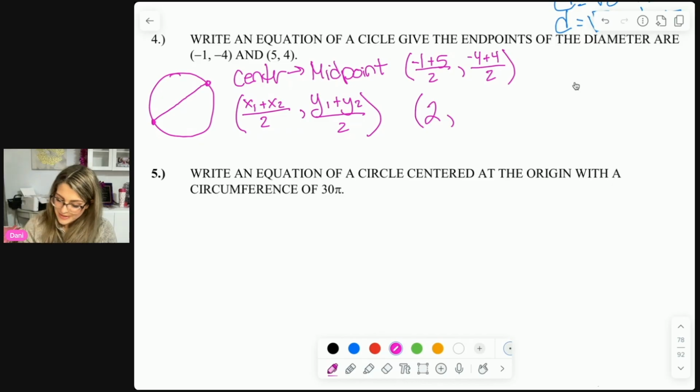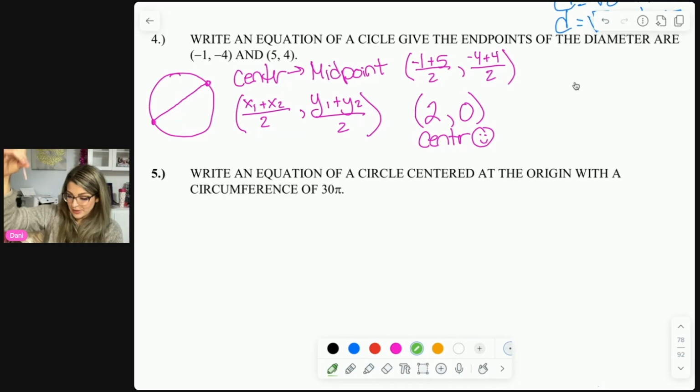-4 plus 4 is 0, and 0 divided by 2 is 0. So this is our center point. Yay. So we're halfway there. Now we just have to find the length of the radius. Well, we have 2 points that give us the diameter, so we can find the length between them. Just like the previous problem, we're going to use that distance formula.